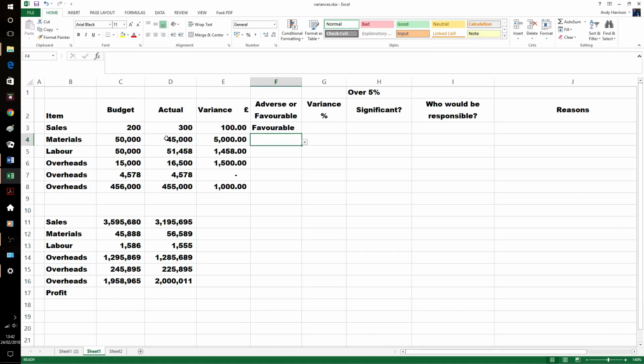But we've also spent less on materials in the budget. That's also good. This one though, our labour bill came in a little bit high, so that's bad. And this particular overhead came in higher than budgeted. This one is just a nil. It's not adverse, it's not favourable.